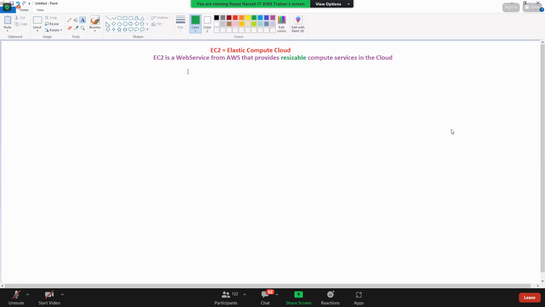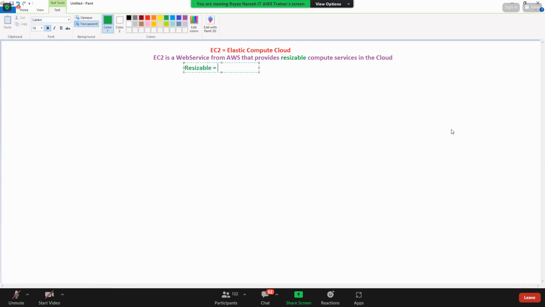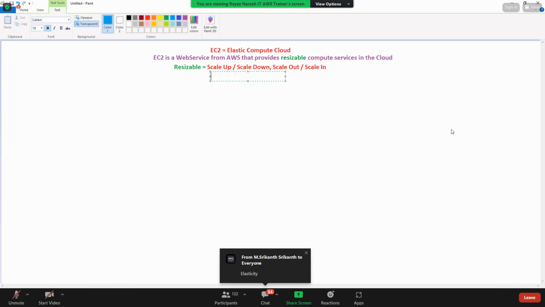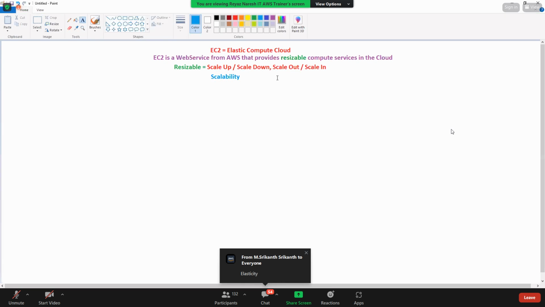Here, resizable is the concept. What's the meaning of resizable? Can we say scale up and scale down? Yes, you can do scale up and scale down, and also scale out and scale in. Easily you can do it. Now tell me, what is scale up and scale down called? Scalability. And scale out and scale in? Can I call it elasticity? Yes. So we can easily do scale up, scale down, scale out and scale in.